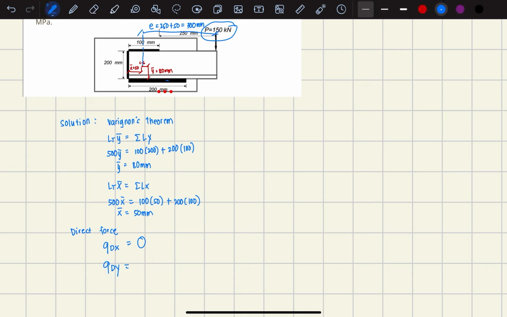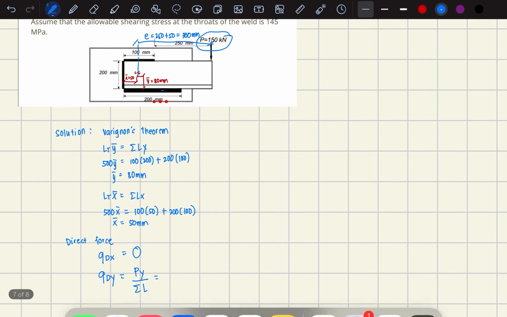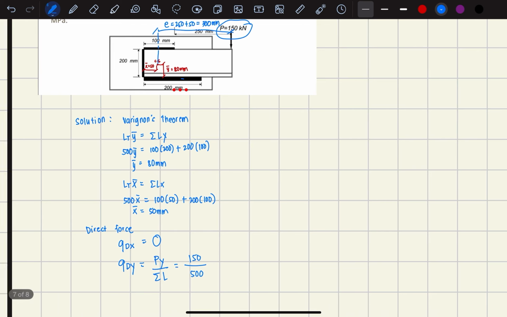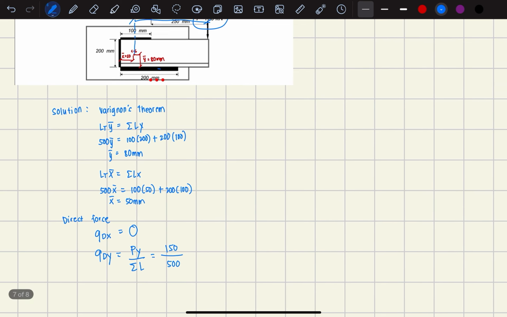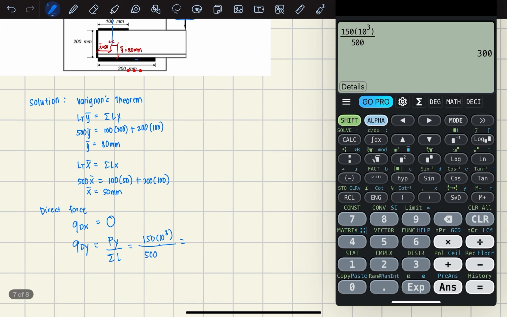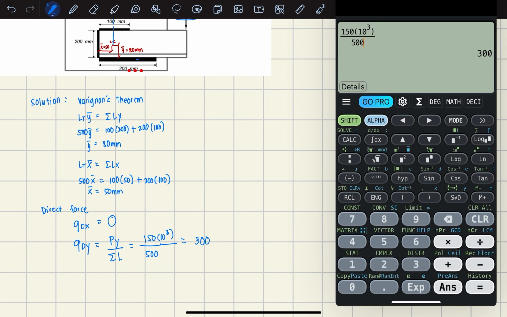Di ba yung general formula niyan is P over the summation L. So, equals to 150 over the total length ng weld group na 500. So, ito naka kilonewton. So, times natin to sa 3 para maging newton. So, 150 times 10 raised to 3. So, 300 Newton per mm.